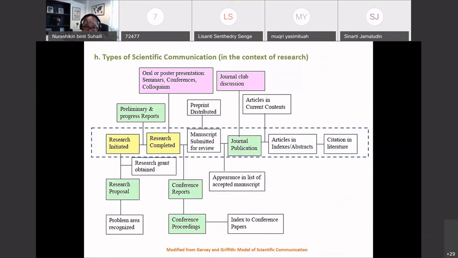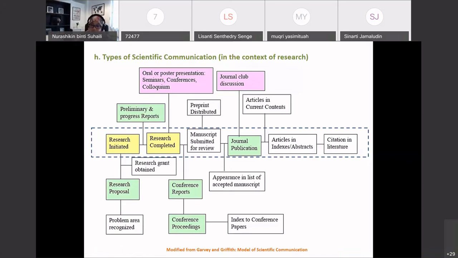If you see this figure, okay. So this is just to show you how communication comes into place in scientific research. For example, now we start here. So if we start here, the research is initiated. You cannot communicate science without any research.